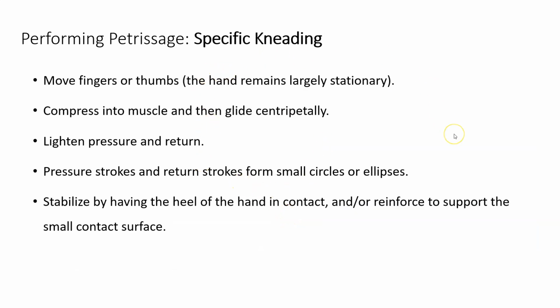Specific kneadings, this is where rather than using the full palm, we are using fingers or thumb doing exactly the same thing. Compress into the muscle, then glide centripetally, and we lighten the pressure on our return. Pressure in, do the circle, lighten back. Instead of palms, we're using fingers and or thumbs. The pressure strokes and return strokes form much smaller circles or ellipses.